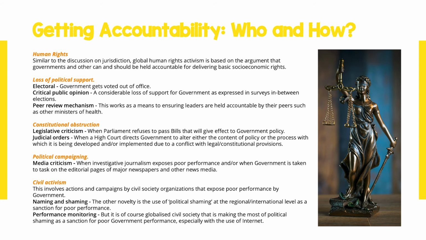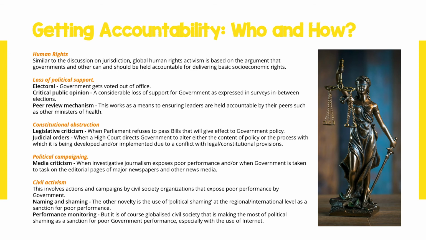We come to constitutional obstruction. There are two ways in which this is manifested. One is legislative criticism, where Parliament refuses to pass bills that will give effect to government policy, or judicial orders, like when a High Court directs government to alter either the content of policy or the process with which it is being developed and or implemented due to a conflict with legal or constitutional provisions.